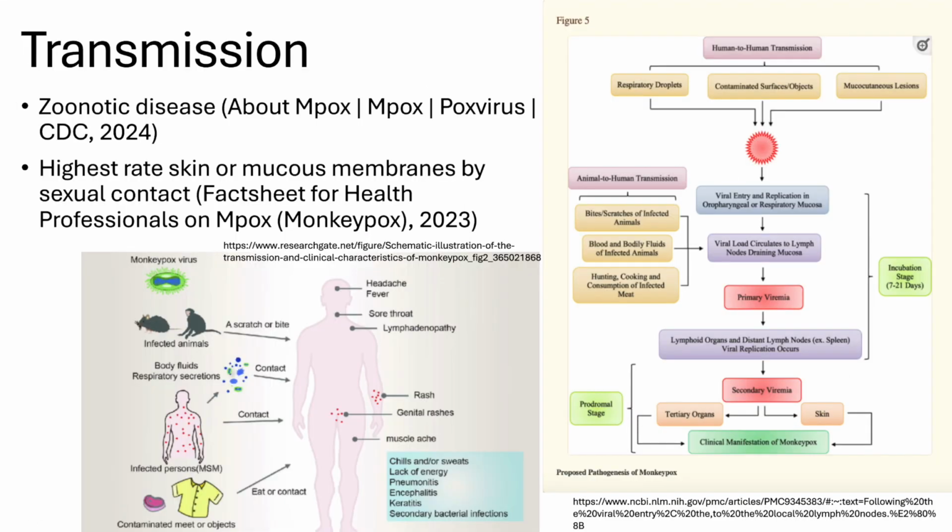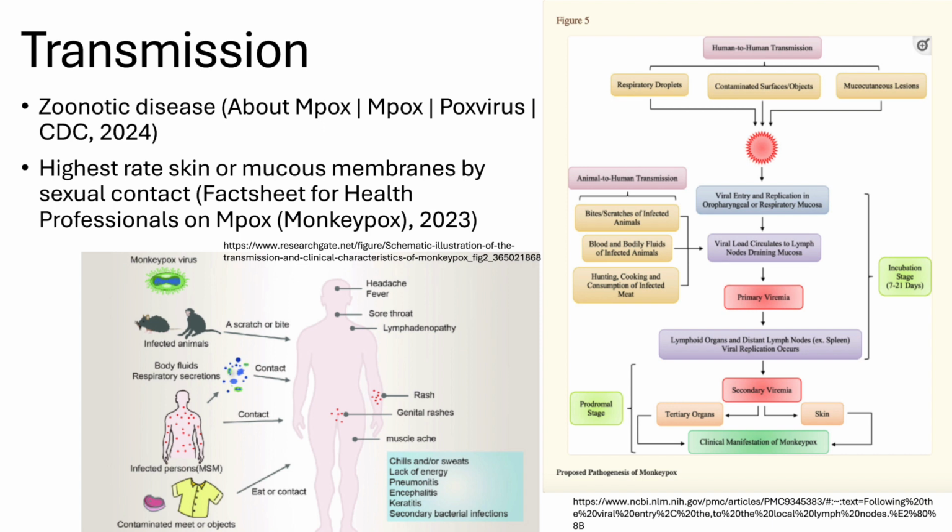Mpox can be transmitted from infected human to human or infected animal to human, which makes it a zoonotic disease. Animal to human transmission can occur through bites or scratches, blood or bodily fluids from infected animals, and from hunting, cooking, and consuming infected meats. Human to human transmission can occur through respiratory droplets, contaminated surfaces, and mucosal lesions. The virus can enter the body through the skin or mucosal membranes or by sexual contact, which has the highest rate of transmission.